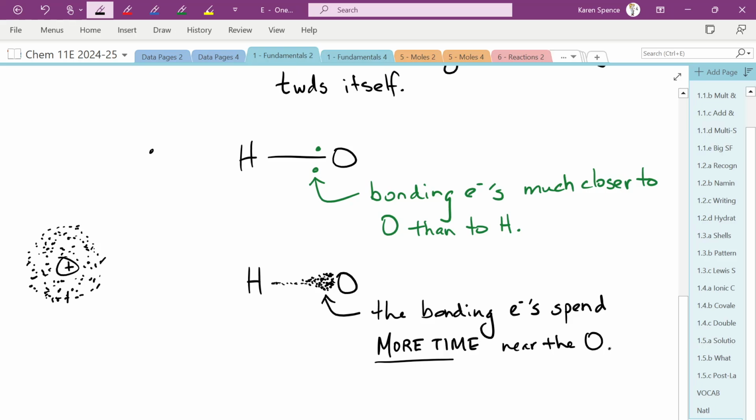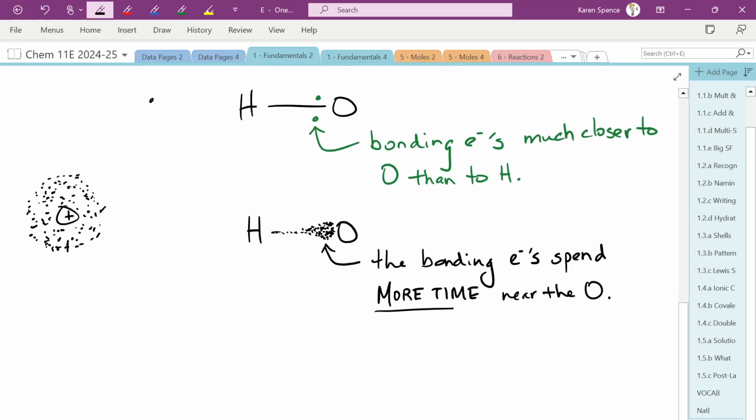What effect will that have on the charge of the oxygen atom? Yeah, it's going to be negative. And that's why when we have water, for example, the oxygen ends up being slightly negative, and the hydrogen, which gets where the electrons spend less of the time, ends up being slightly positive.